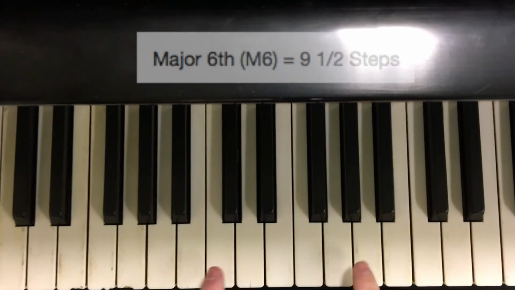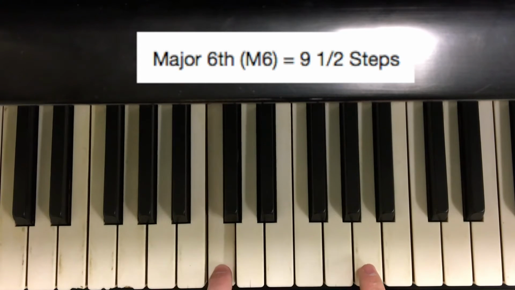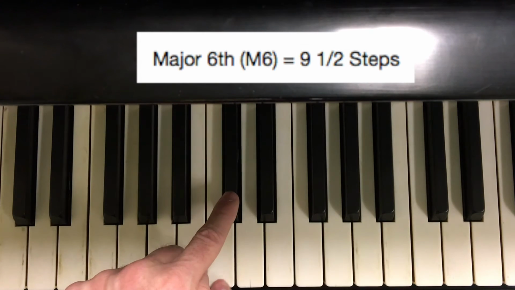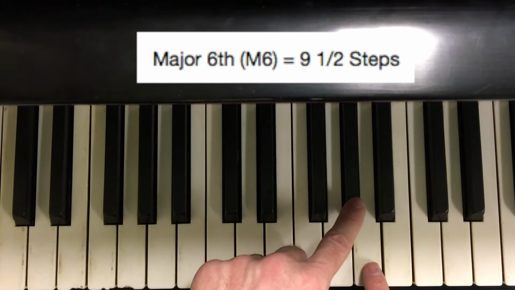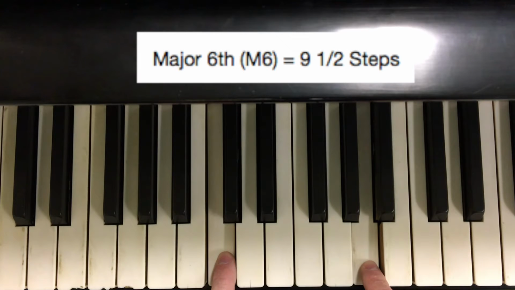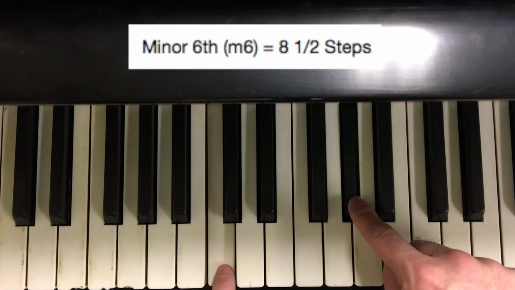Okay? After the fifth is a sixth. So that's a major sixth. 1, 2, 3, 4, 5, 6, 7, 8, 9 half steps is a major sixth. And then 8 half steps would be a minor sixth.